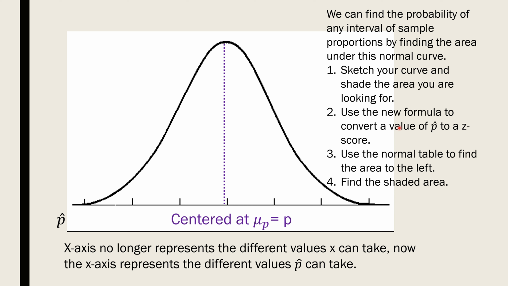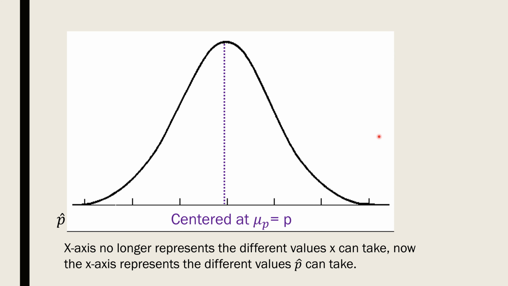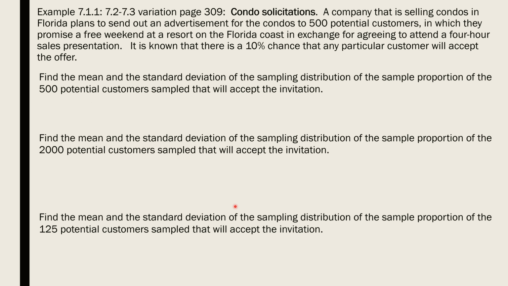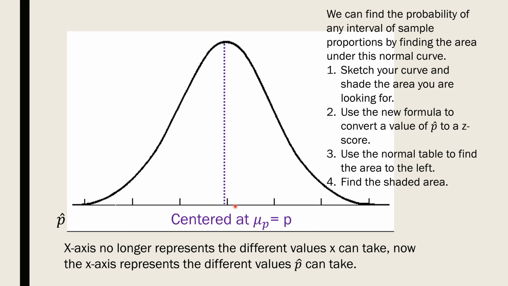Second, you need to use the new formula to convert a value of p hat to a z-score. So this is what we call the new formula. Then you want to use the normal table to find the area to the left. The last step will be to find the shaded area. Pay attention that this x-axis no longer represents the different values x can take. Now the x-axis represents the different values p hat can take.